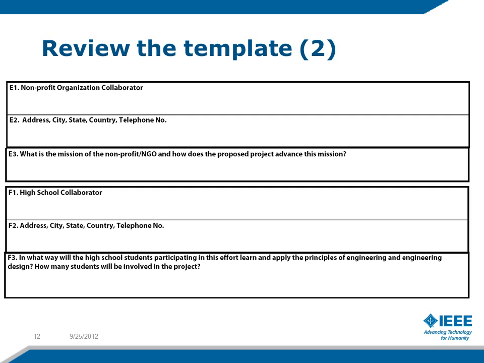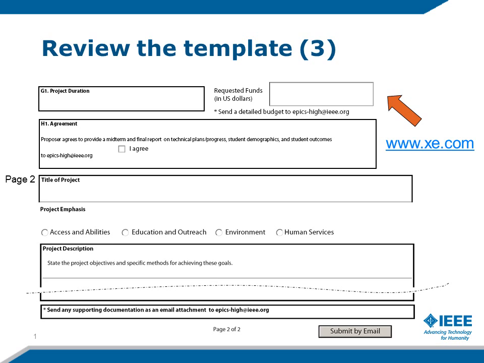The second question: in what way will the high school students participating in this effort learn and apply the principles of engineering and engineering design? How many students will be involved in the project? The last part of page 1 requests the project timeline, budget sum, and an agreement to provide reporting. On page 2, the title is repeated for convenience of reviewers.